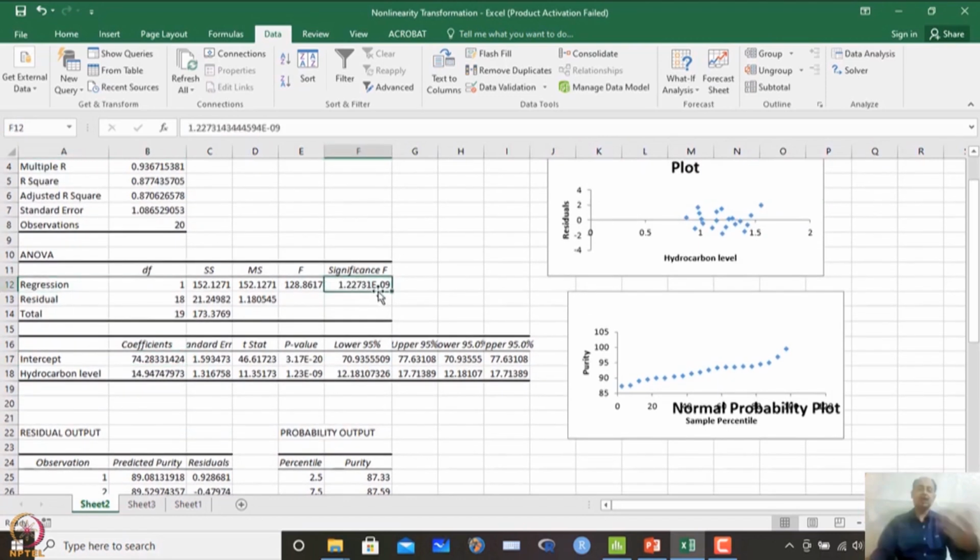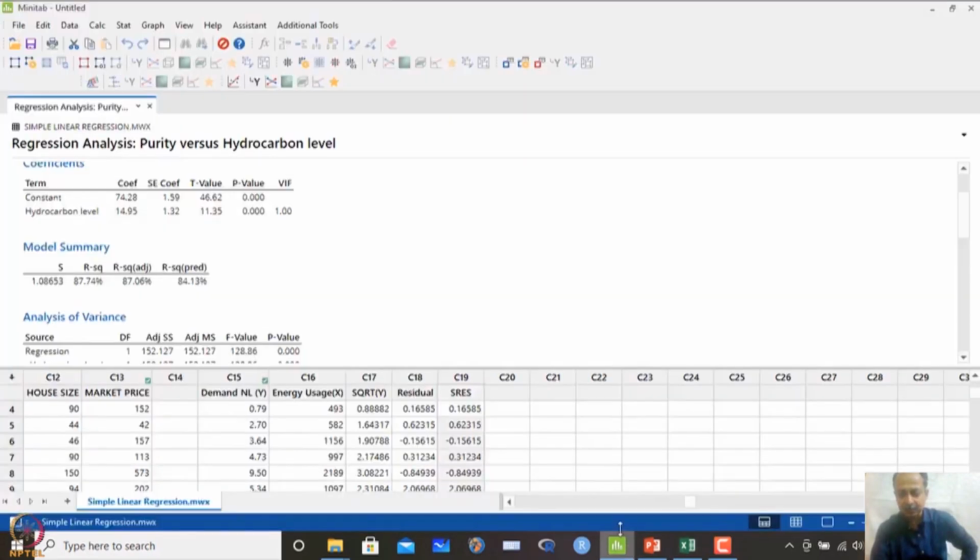This is beyond 3 places of decimal, what you can see is 10 to the power minus 9. It will give you the values, that is, this is not 0 as we can see over here, although MINITAB reports this as 0.